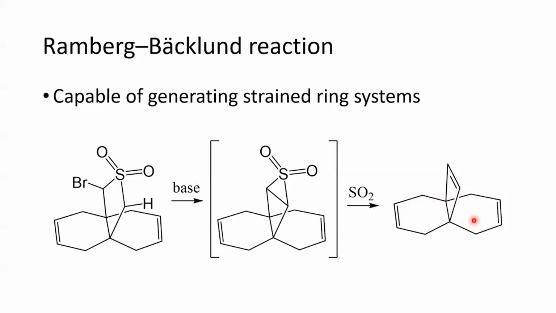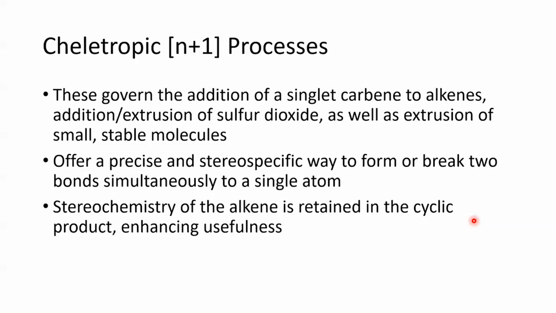So to summarise cheletropic N+1 processes, these reactions govern the addition of singlet carbenes to alkenes, the addition or extrusion of sulfur dioxide, as well as the extrusion of any small molecule leaving groups that can form stable gases. The appeal is that they offer a precise and stereospecific way to form or break two bonds simultaneously to a single atom, and the stereochemistry of the alkene is retained in the products, which enhances the usefulness of these reactions, including for strained ring systems.